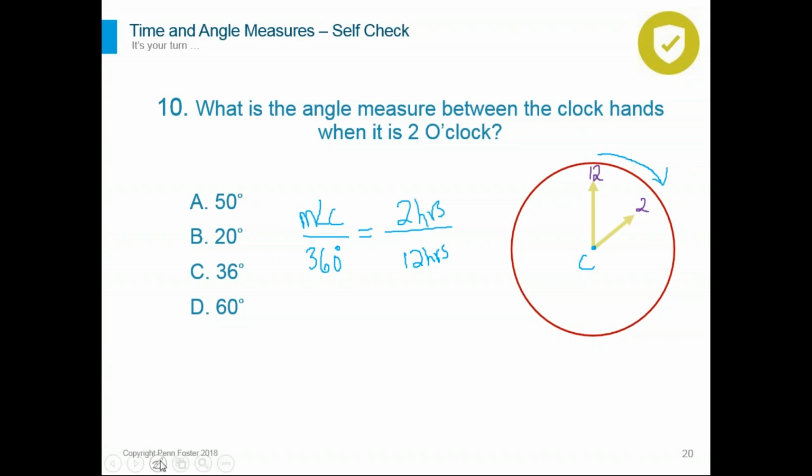Evaluate the proportion: cross multiply, and then divide. So the measure of angle C, the unknown, equals 360 times 2, and then divide over 12, and that will give you 60 degrees. So that measures 60 degrees. And the answer is D.